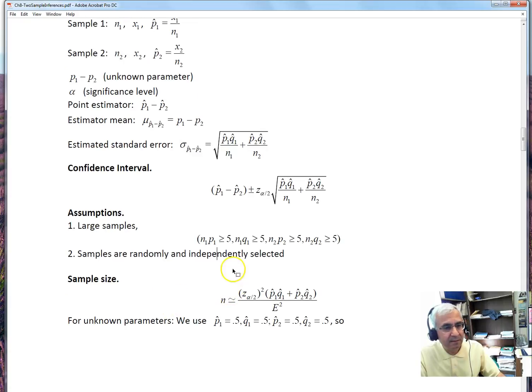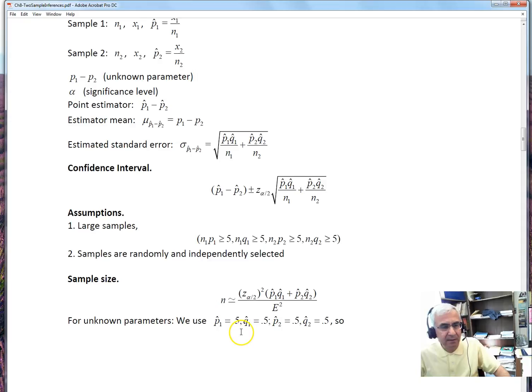So sometimes I want to control the margin of error and pick a sample size that guarantees something like a 3%, 4% or 5% margin of error. In this case, my formula would be N equals Z alpha over 2 squared times P1 Q1 plus P2 Q2, using the estimates, over E squared. Remember, before we had just one of these when we had a single sample; now we have two.